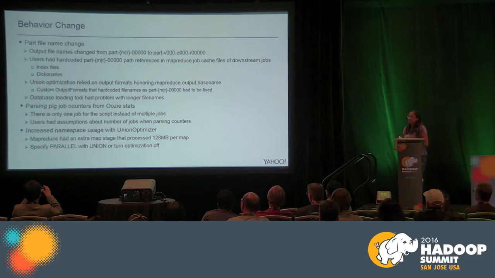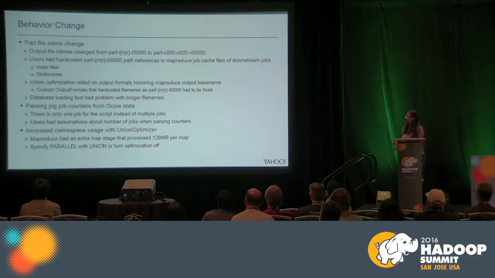So this was a behavior change. The output files were not called part-r-000 anymore. Previously it was just the task index in the output file names. Now we had the number of the vertex, the output number, and also the task index number. This was required so that the output files are uniquely named, because you can have multiple outputs in the whole DAG.